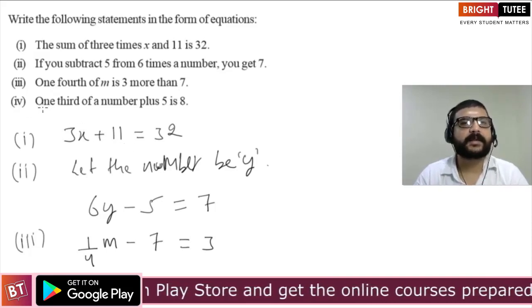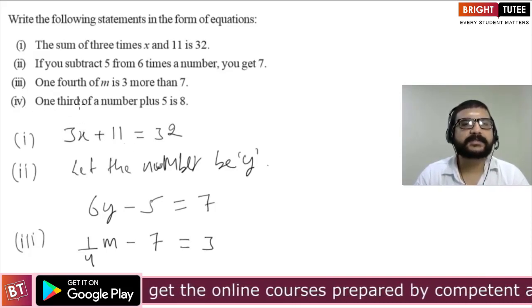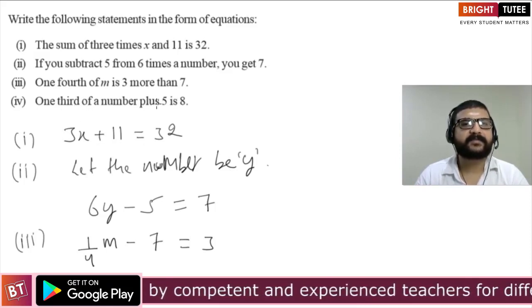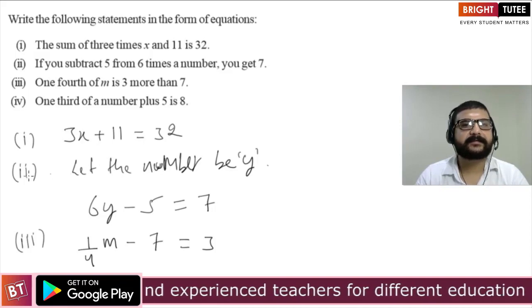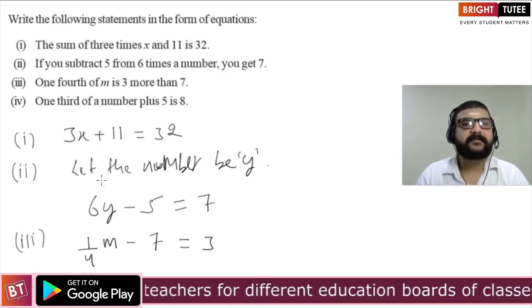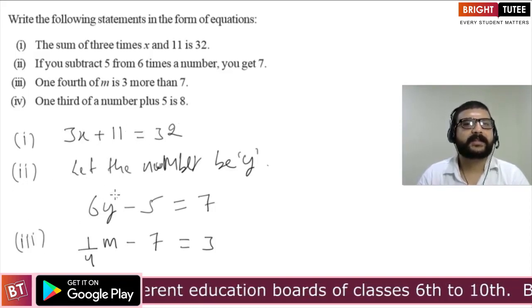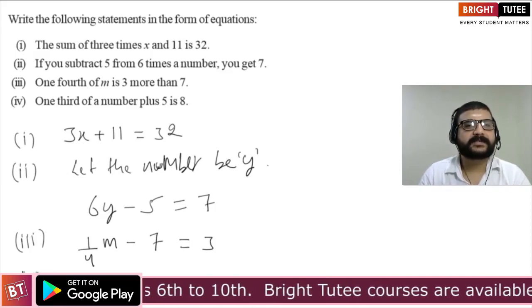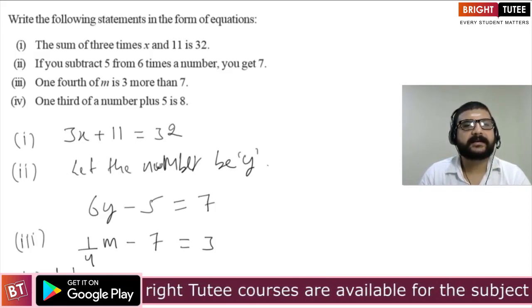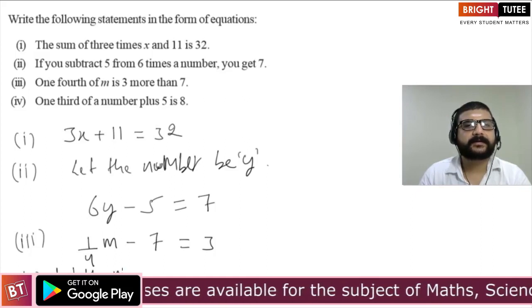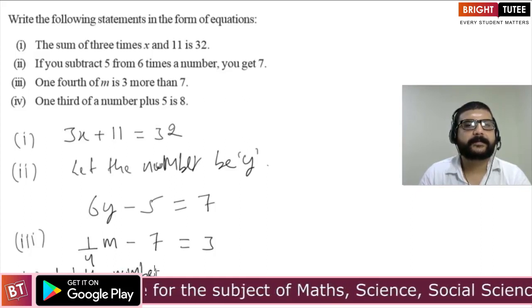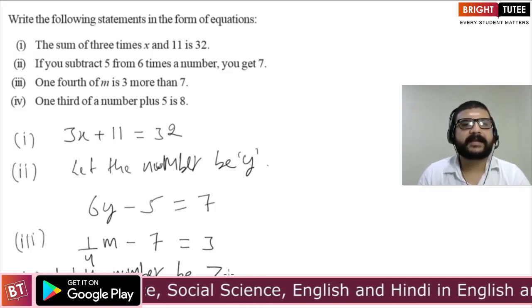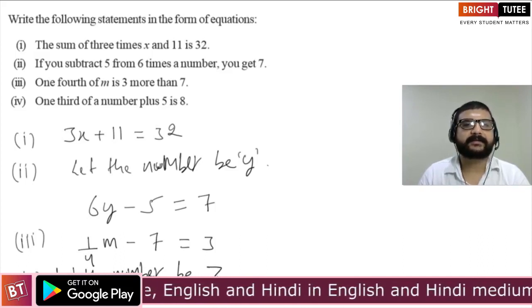Now let's see one more example. The fourth statement here is 1/3 of a number plus 5 is 8. Now again here variable is not told here. We have to assume the variable. First we will make assumption. Let the number be Z. We can choose any alphabet here.